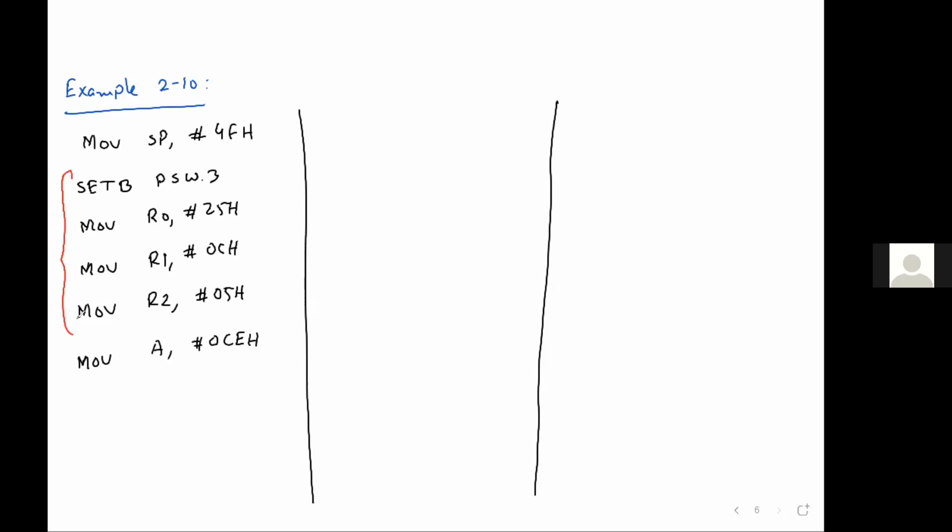Just concentrate on this portion. Now tell me, what will be the push instructions? Sir, just like my friend Ratul said, it should be push 18, 19, and 1A, I think. Why are you saying 18, 19, and 1A? What is your explanation?